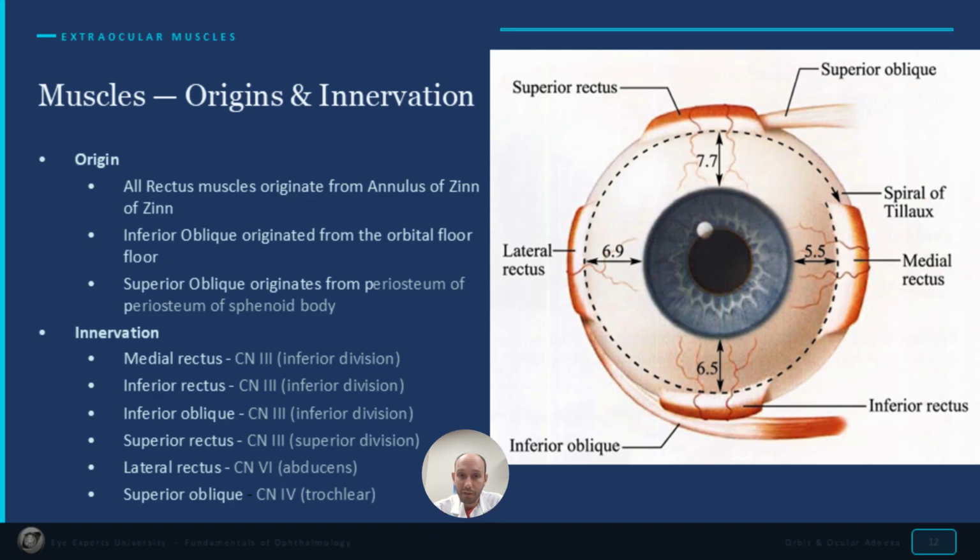The medial rectus, the inferior rectus, and the inferior oblique are all innervated by cranial nerve 3, the inferior division. The superior rectus is also cranial nerve 3, but it's the only one that's the superior division. The lateral rectus, as we know, is cranial nerve 6. And lastly, the superior oblique is the trochlear nerve, cranial nerve 4.